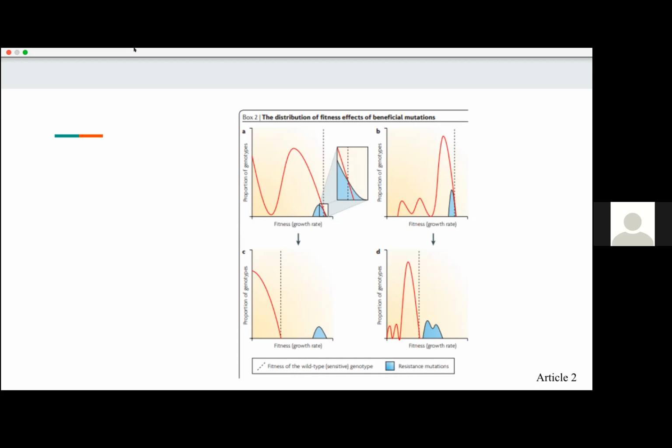The blue shaded area of each of the four sections represents the fitness of the resistance mutations, and the dashed line represents the wild type fitness of beneficial mutations. In sections A and B, we can see that the DFBM is considered to be exponential, where in sections C and D, it is no longer exponential.